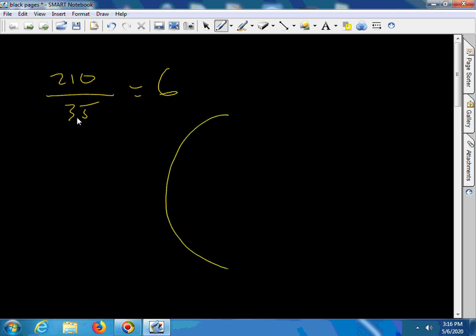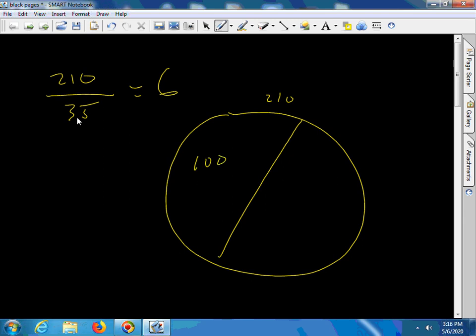We're going to look at a nice divisibility rule. We know that 35 goes into 210. It goes in 6 times. So imagine you have 210 marbles. You have 100 marbles here and 110 marbles here.